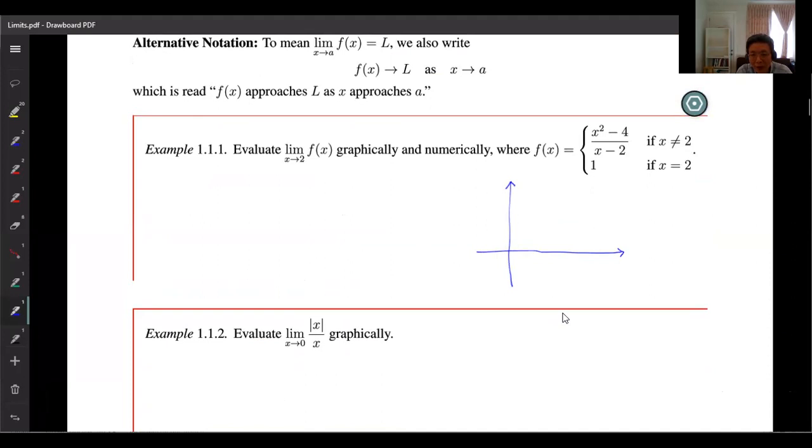If x is not equal to 2, actually, you can simplify this, like we just did. You factor out the top and cancel out x minus 2, if x is not equal to 2. So basically, it's a line if x is not equal to 2.